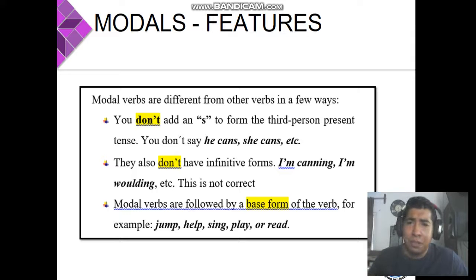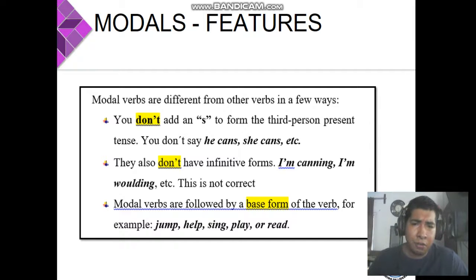Rule number 2, they also don't have infinitive forms. Esto es bueno porque solamente se escribe de la manera en que aparecen. They don't have infinitive forms. Ejemplo, we don't say I am canning para decir que yo puedo algo. We don't say that. We don't say I am wooding. So this is not correct. We just say I can or I would.